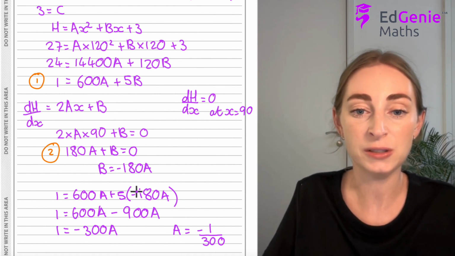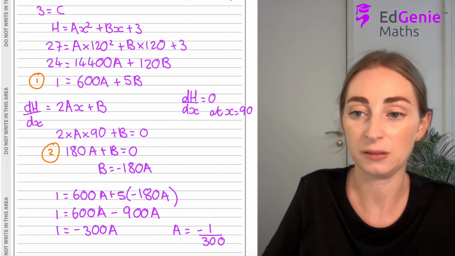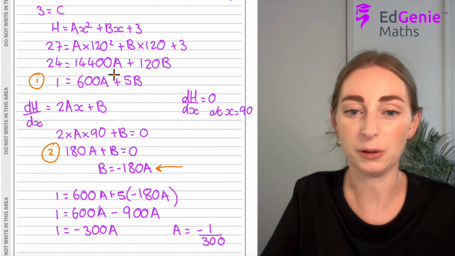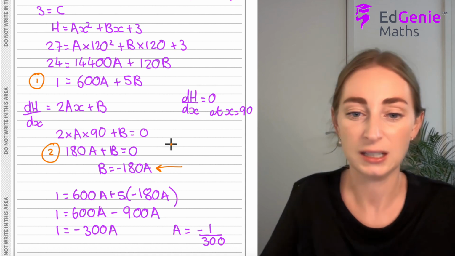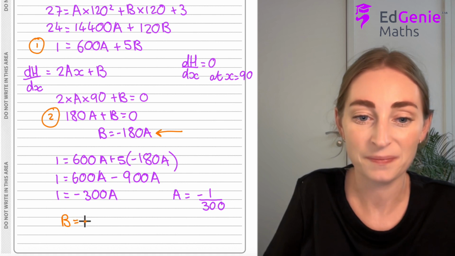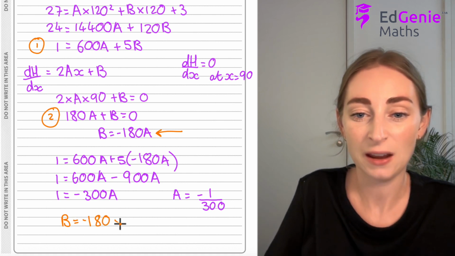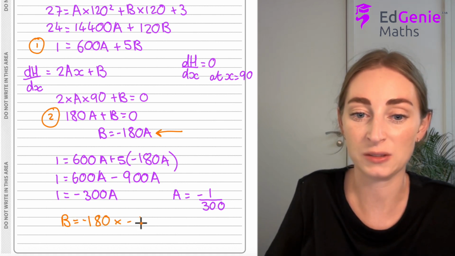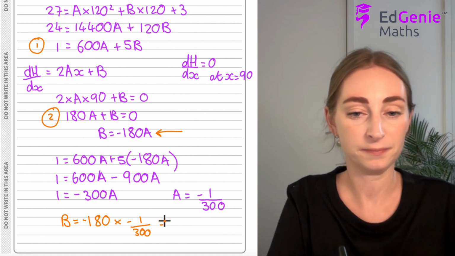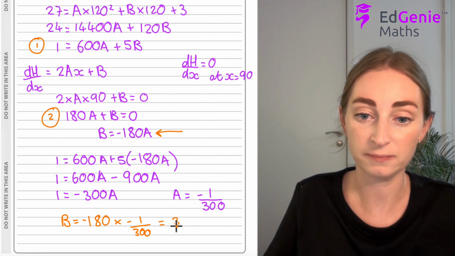Then substitute it into your easiest one. So for me, it's going to be this one. Don't substitute it back into this one when this one's really nicely simplified. Then b equals minus 180 times a, which is minus 1 over 300. Put that in my calculator, and I've got 3 over 5.